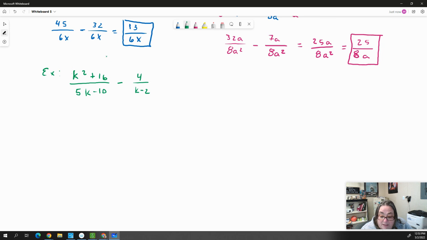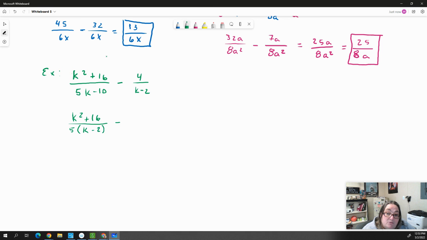Now, currently, these do not have the same denominator, but this one here is pretty factorable, right? 5k minus 10 has a 5 I can pull out of both pieces. So I'm going to rewrite this problem as k squared plus 16. I'm going to factor that 5 out. I'm going to call this 5. 5k divided by 5 is just k. Minus 10 divided by 5 is minus 2.